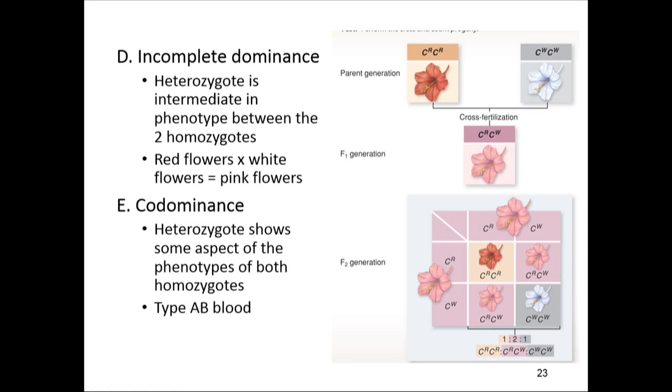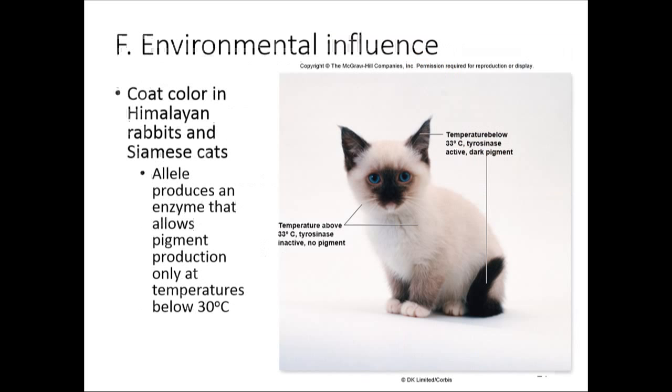And then you also have codominance, where both of them are expressed. So this also happens in blood types. If your mom has A and your dad has B, and you get one of those alleles, then you will have type AB blood. Both A and B genotypes are expressed.